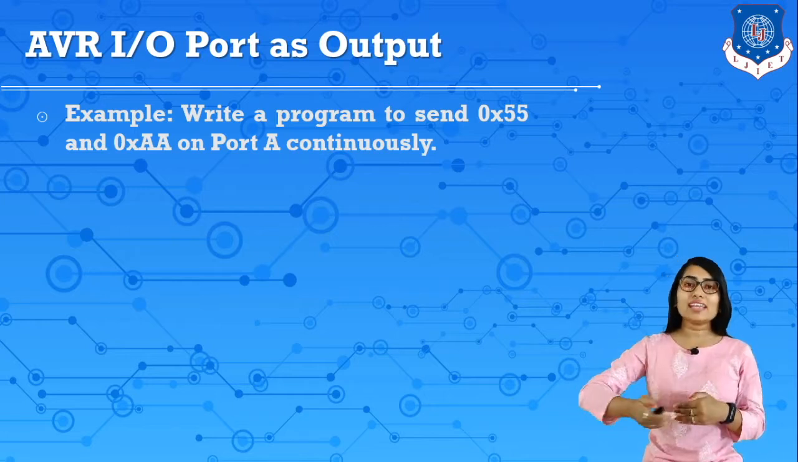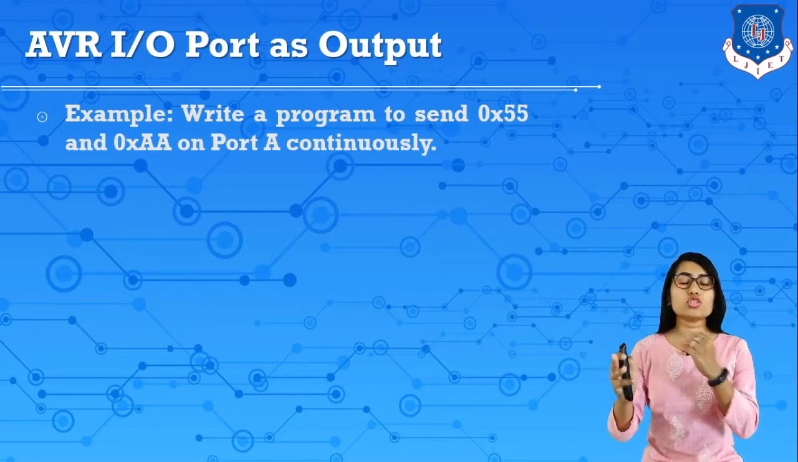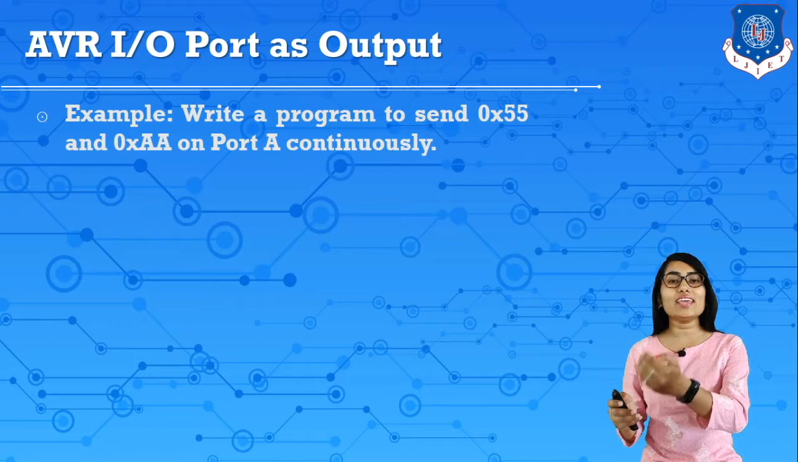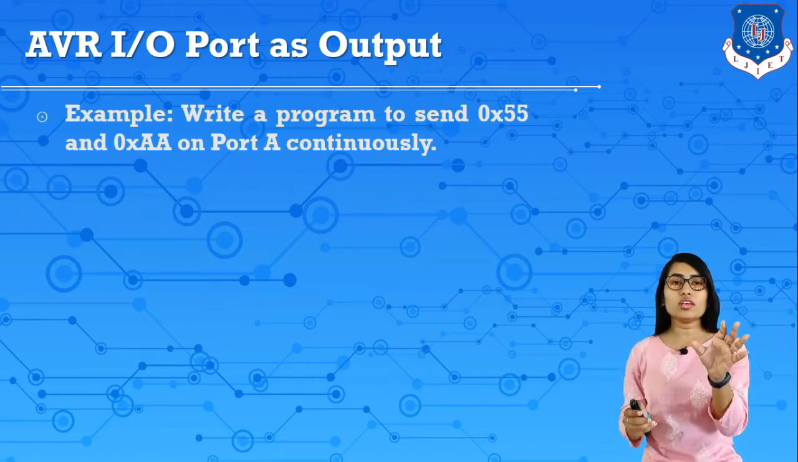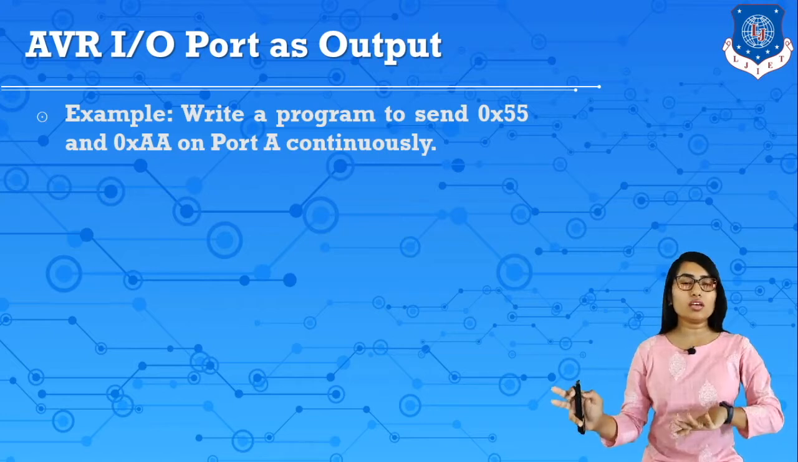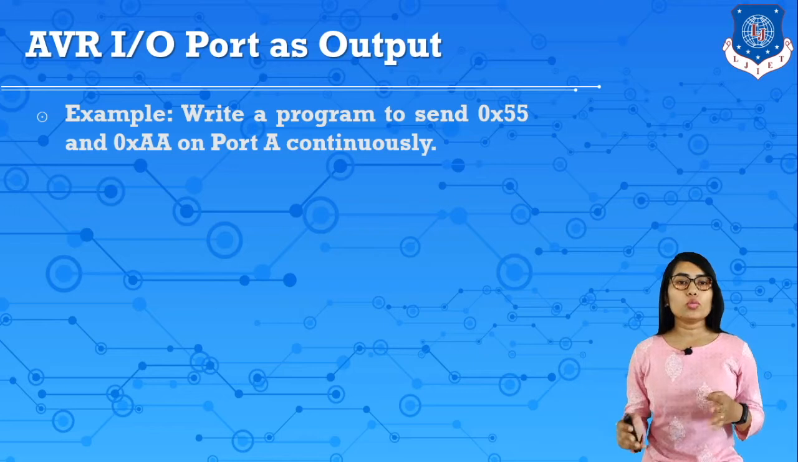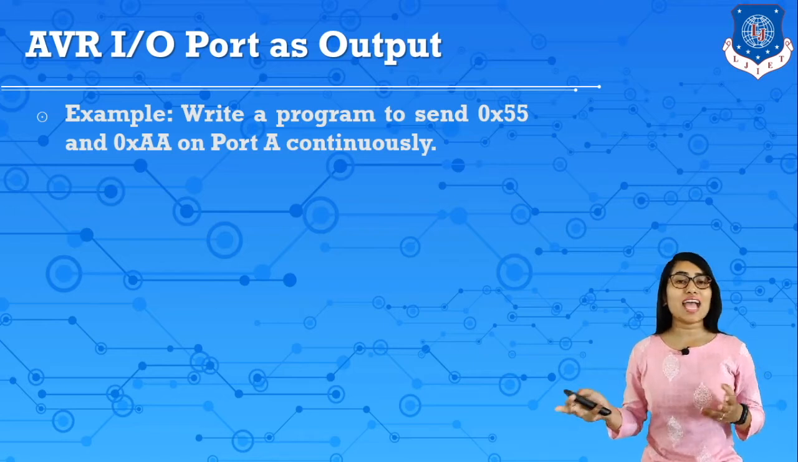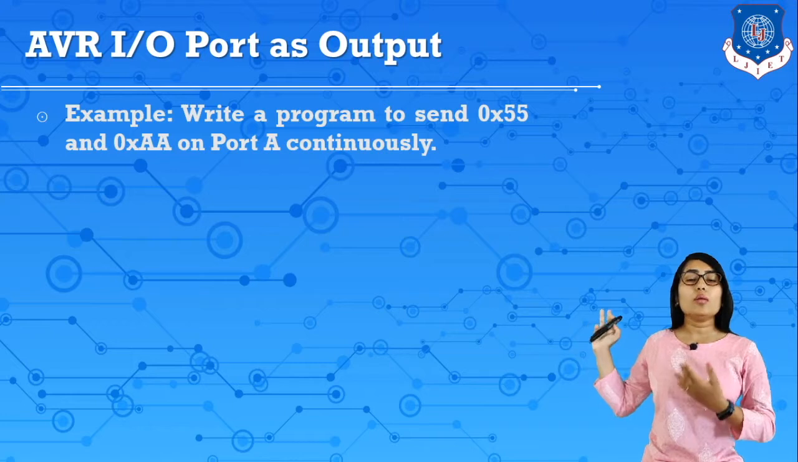We want to send data at a port side, so this makes port A an output port. Here we use ATmega32. We have a total of 4 ports: port A, port B, port C and port D. So we can use any port in a program. We have given port A.